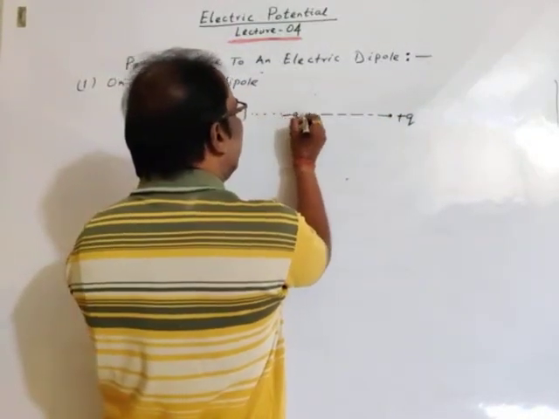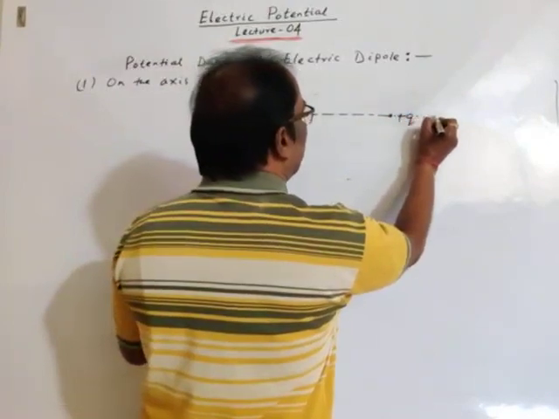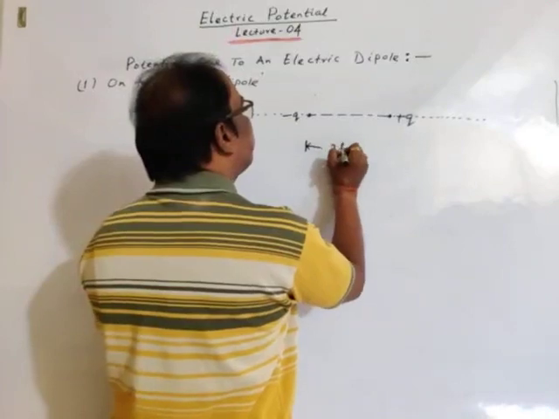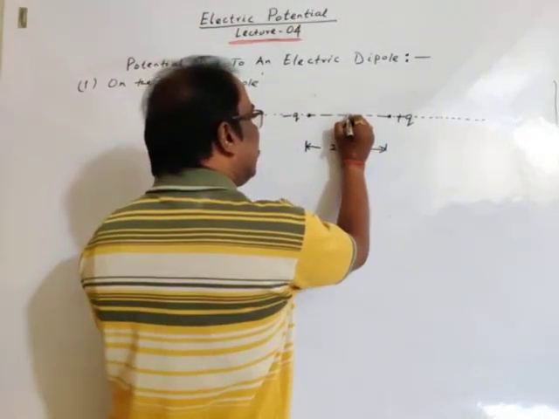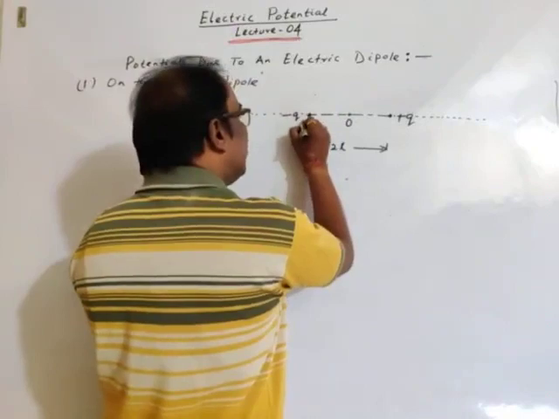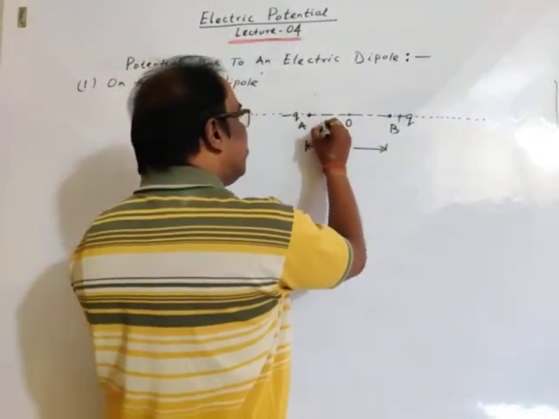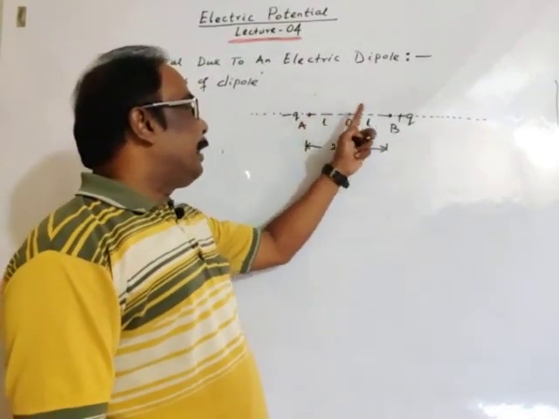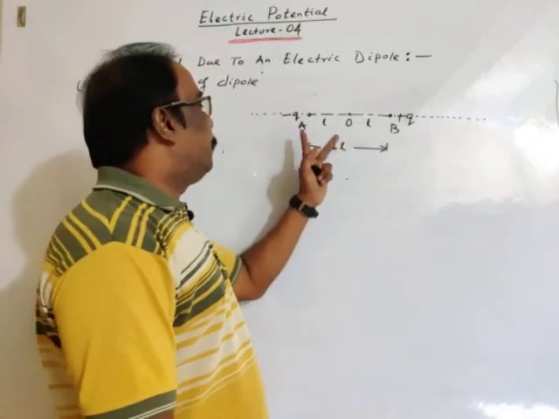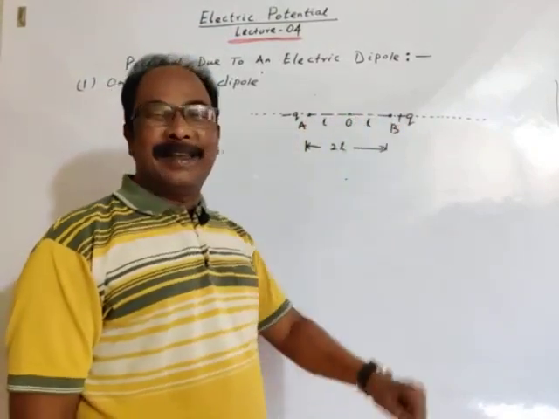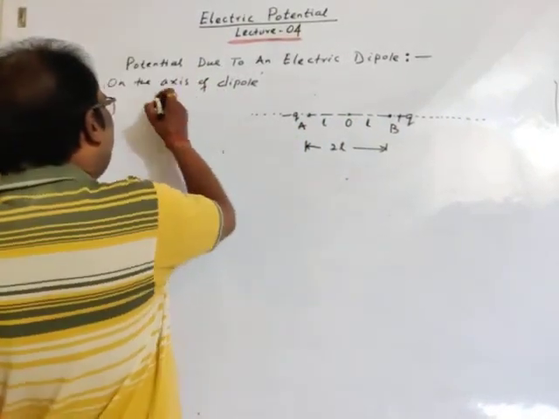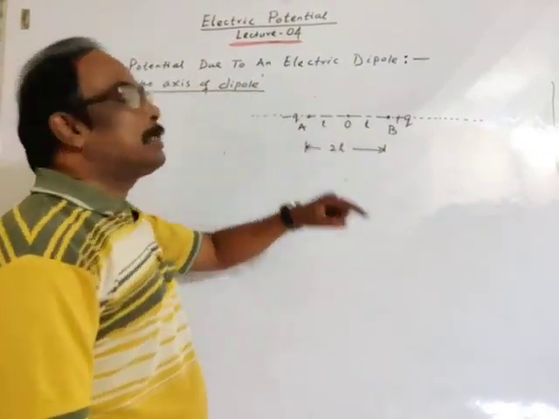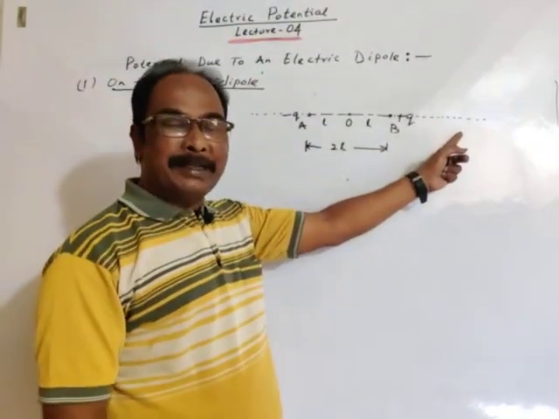This is the axial line which joins the two equal and opposite charges. Let the length of the dipole be 2L. This is the center of the dipole, point O. Let this point be A and this point be B. Since O is the midpoint of the line joining the two equal and opposite charges, OA is L and OB is L. So we will find the potential due to an electric dipole on the axis of the dipole.